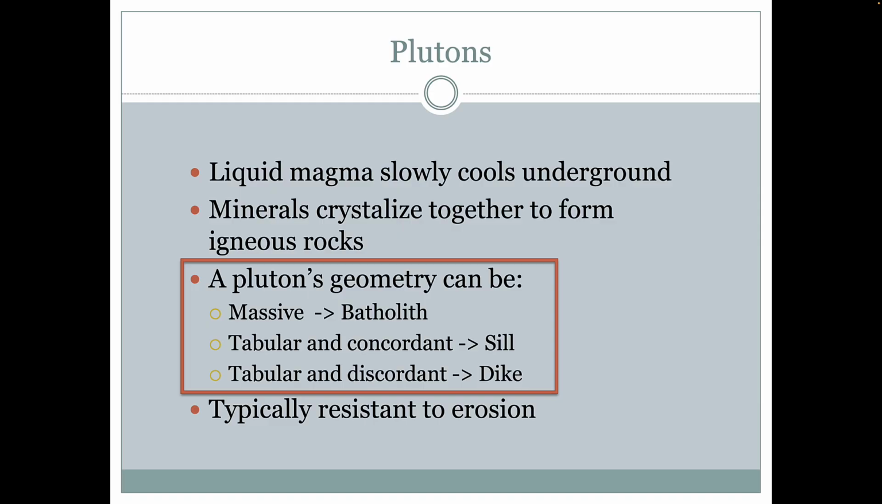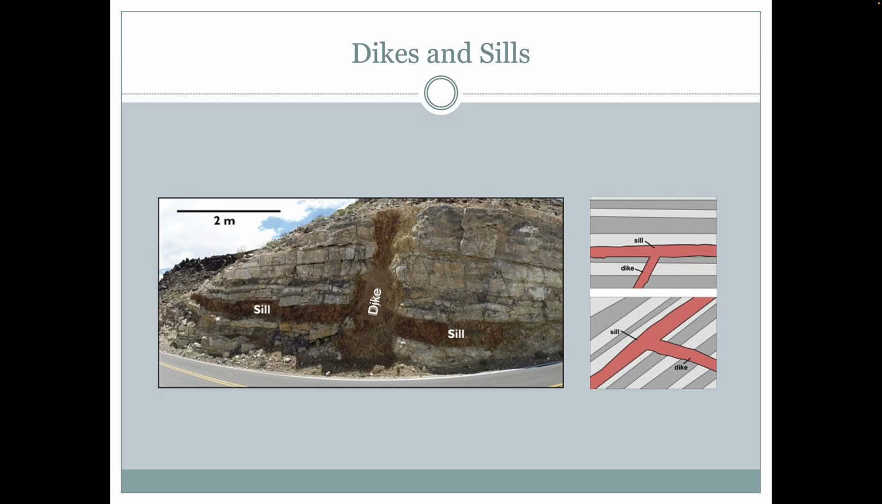So one of those we call sills and one we call dikes. Here's an example showing both those things. So here's an intrusive igneous feature shown in this reddish brown, and it's being intruded into layers, or was intruded into layers of sedimentary rocks. These almost horizontal layers here by the side of the road are sedimentary rocks. Some of them cut directly across the layers of sedimentary rocks. That would be called discordant.